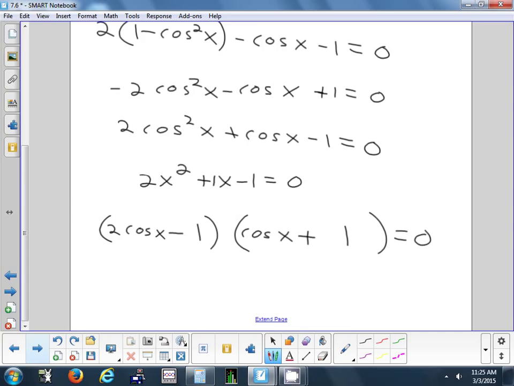So set each factor equal to 0. Okay, I'm kind of going to do one of the steps in my head. 2 cosine x minus 1 equals 0. Plus the 1. And then divide by the 2. Cosine x plus 1 equals 0. Minus the 1.